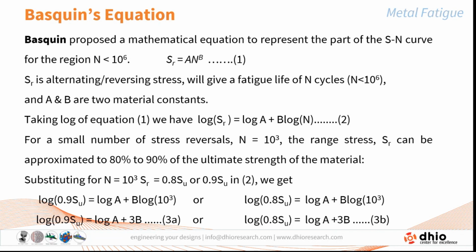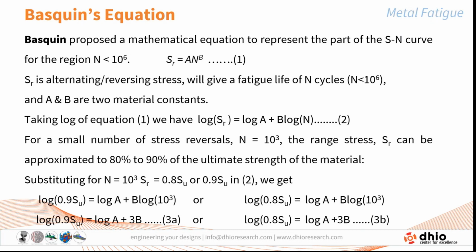So in the stress life approach, the Wohler curves are considered, and based on that, Basquin proposed a mathematical equation to represent part of the SN curve, specifically in the high cycle fatigue region, where the number of cycles is more than 1000 cycles and less than 10 raised to the power 6 cycles.